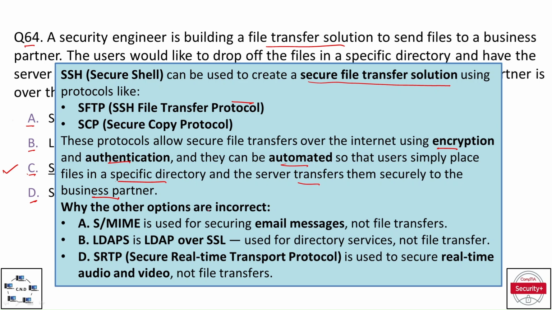Why the other options are incorrect? Option A, S/MIME is used for securing email messages, not file transfer. Option B, LDAPS is LDAP over SSL, which is used for directory services, not file transfer. And option D, SRTP, that is Secure Real-Time Transport Protocol, is used for secure real-time audio and video, not file transfers.